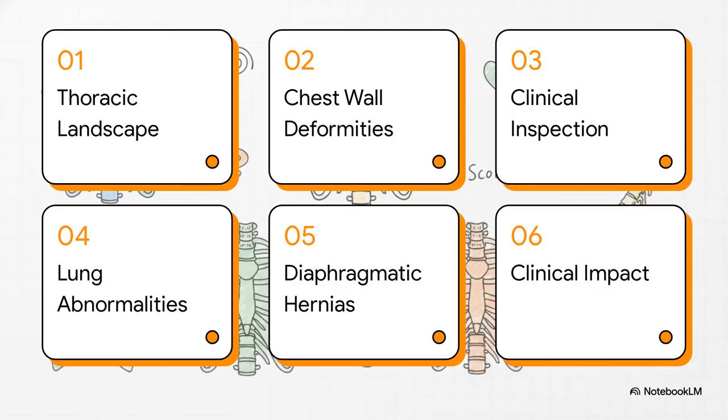So here is our anatomical roadmap for today's explainer. 1. The thoracic landscape. 2. Congenital chest wall deformities. 3. The clinical inspection. 4. Congenital lung abnormalities. 5. Diaphragmatic and associated hernias. And finally, 6. Clinical impact and management.